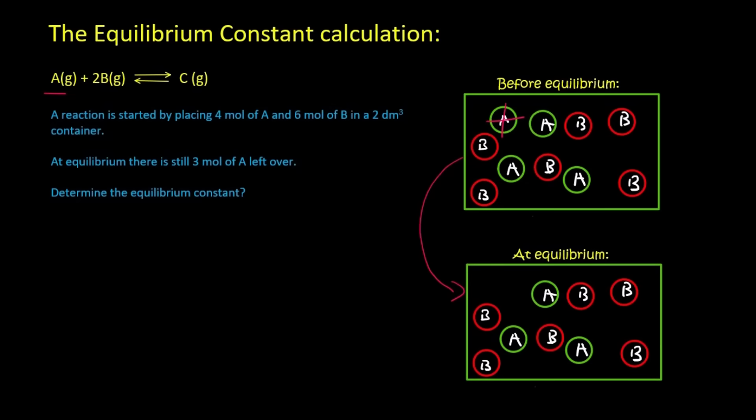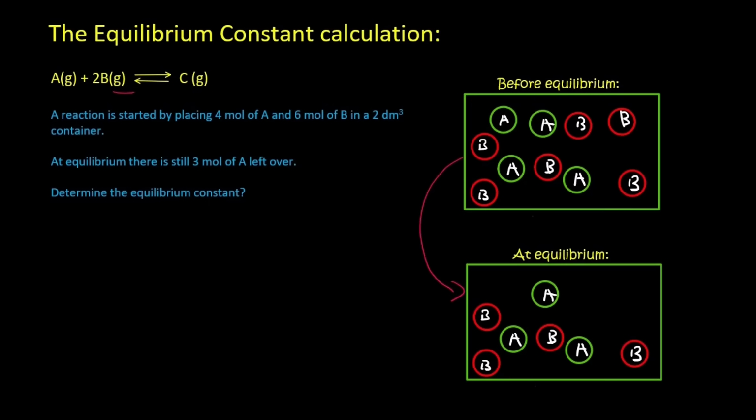And if you look at this ratio now, we can see that for every 1 mole of A, you have to use 2 moles of B. And so 2 moles of B would have to have been used up when getting to equilibrium. And so at equilibrium, we've only got 3 moles of A left over and 4 moles of B. Why? Because 2 of the moles of B had to be used up to get to equilibrium.